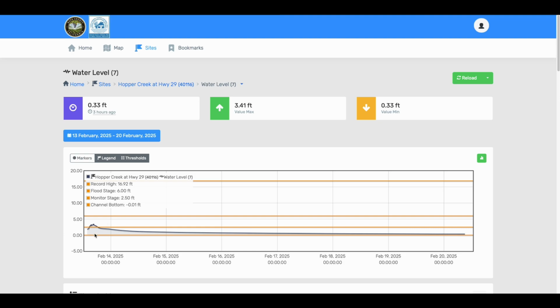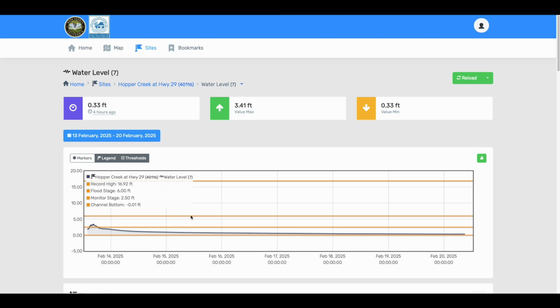0 feet is the baseline. At 0 feet, there is no water in the stream. At 2.5 feet, water level is where we enter the monitoring stage. This is when public works crews and town staff begin triggering protocols for communication, engagement, and public safety. At 6 feet, we have reached the flood stage, where we would expect low-lying areas and some storm drains to begin backing up. And lastly, we have the record high, which is still maintained at 16.92 feet.